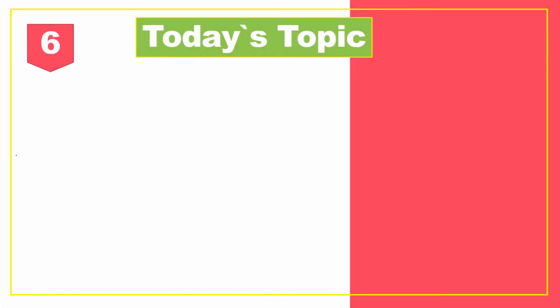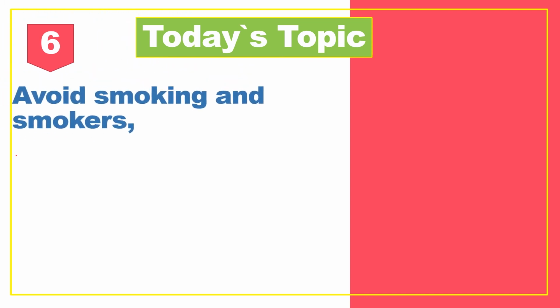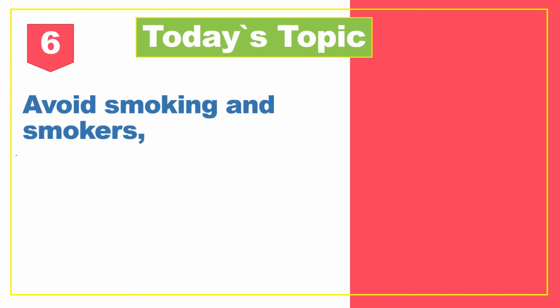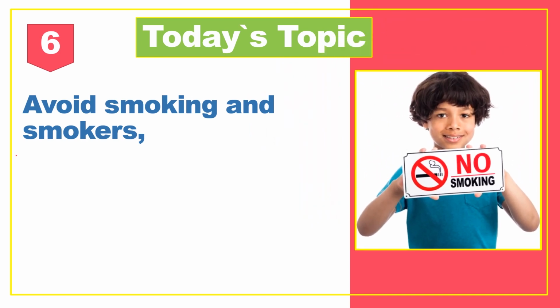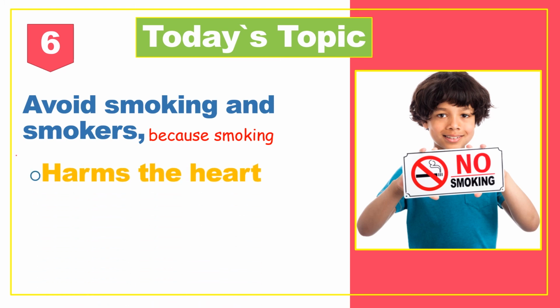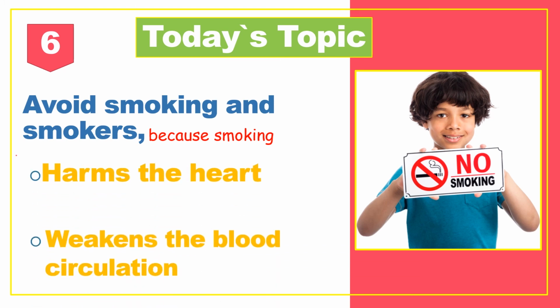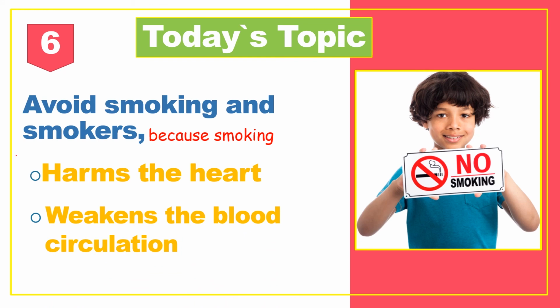Advice number 6: avoid smoking and the smokers. Smokers are the people who are smoking. Why? Because smoking harms the heart. And number 2, it weakens the blood circulation.